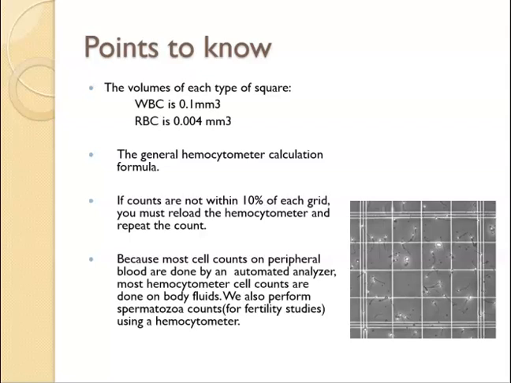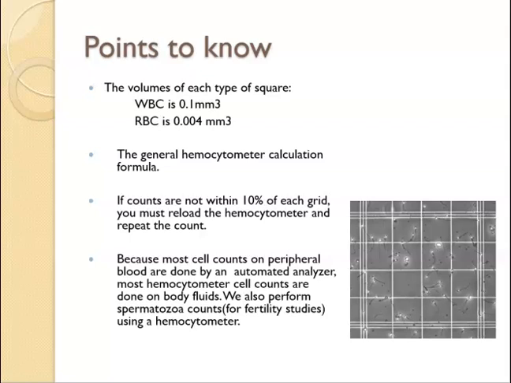Okay, just some facts to know. Make sure you remember your volumes for your white blood cell counting squares versus your red blood cell counting square volumes. Our white blood cell is the 0.1 millimeters cubed or microliters, and the red blood cell counting square volume is 0.004 millimeters cubed or microliters. Also know the general hemocytometer calculation. Make sure you memorize that.